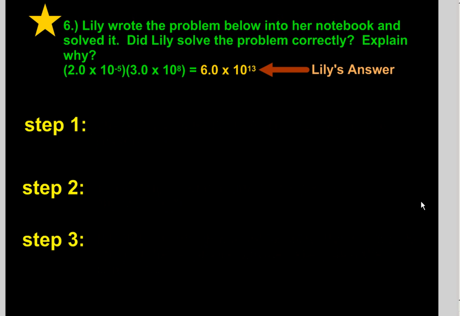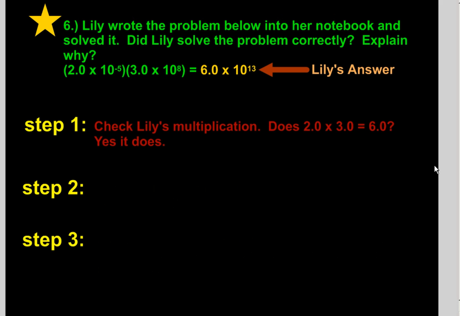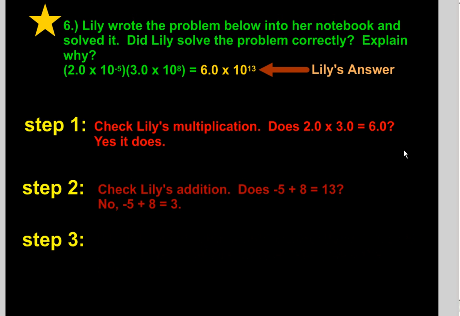Let's break it down and see how Lily did. The first thing we can do is check Lily's multiplication. Does 2.0 and 3.0 equal 6.0? Yes, it does. So far Lily is correct. Now let's check what Lily did with the exponents. It's multiplying, so Lily should have added the exponents. Does negative 5 plus 8 equal 13? Well, no. Negative 5 plus 8 equals 3.